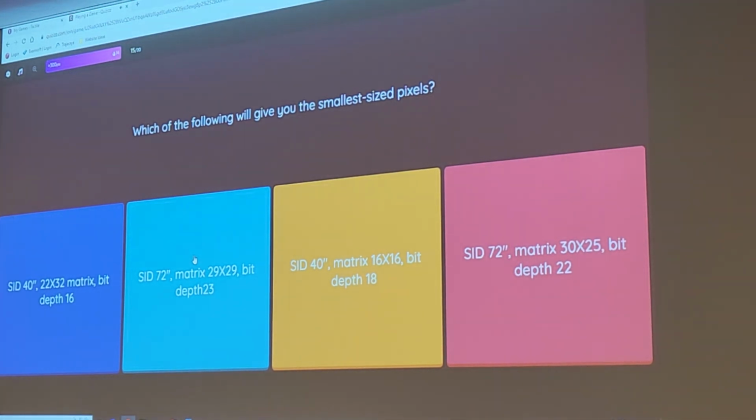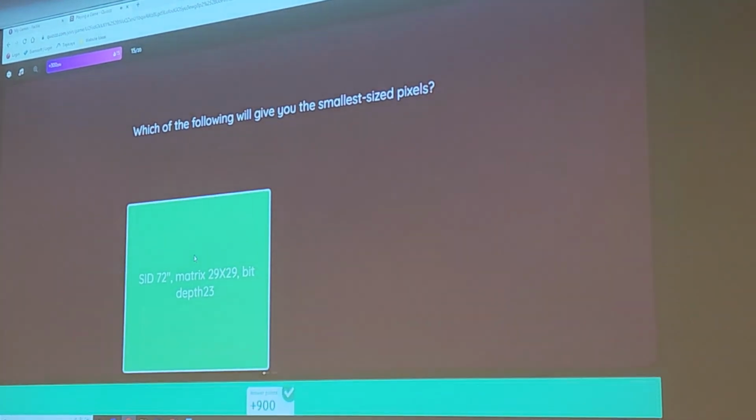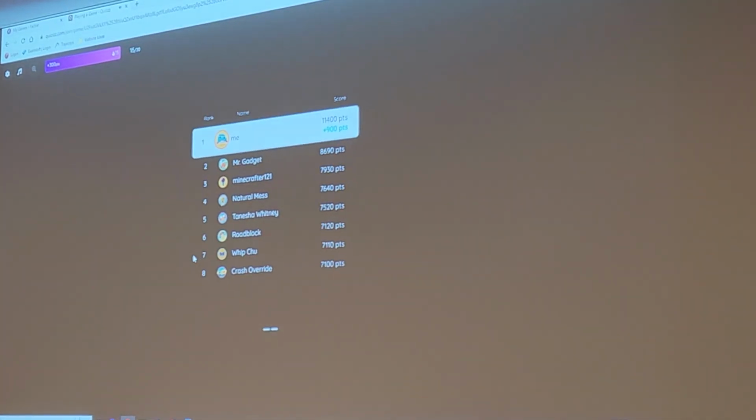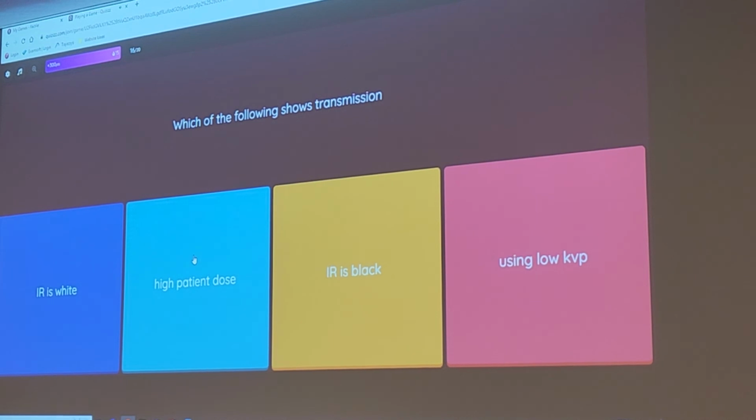I forgot what I asked. Smallest. Okay, got one. Next question. I just don't do the math. All right, so John, it's back to you. IR is black. Yes, good, transmission, IR is black.